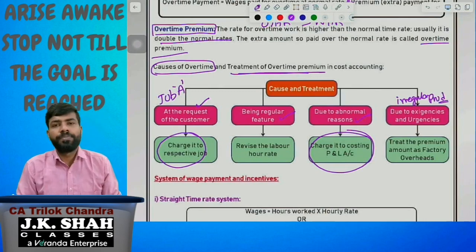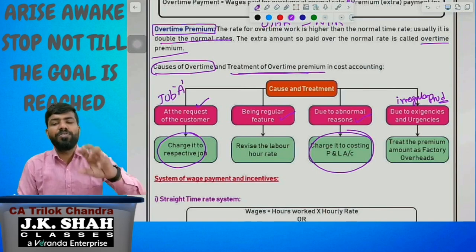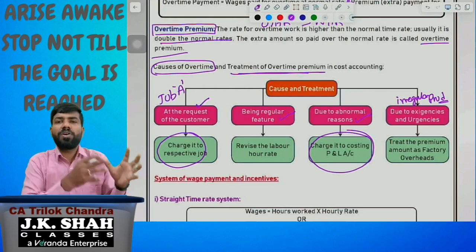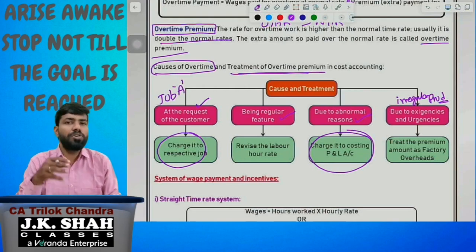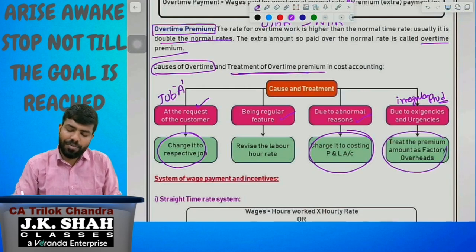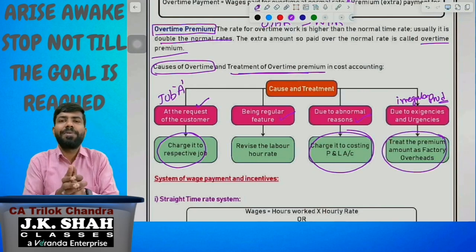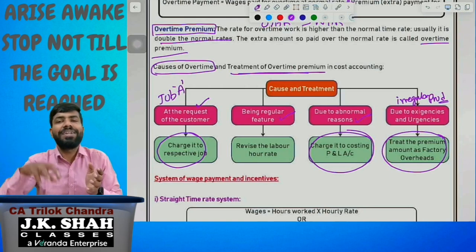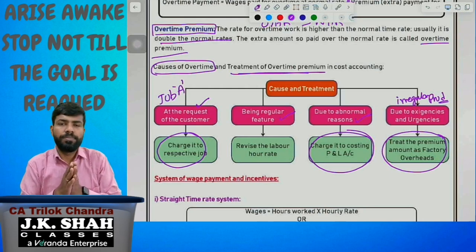Irregular production, urgencies and exigencies. Simply, I can tell you, seasonal demands. There are certain products which will have seasonal demands. In such a scenario, whatever cost is incurred as a premium will be charged to the customer only. To charge it to the customer, we are going to treat it as factory overheads. Please understand, due to seasonal demand, they are working overtime. That has to be collected from the customer. How to collect it from the customer? By treating it as factory overhead.